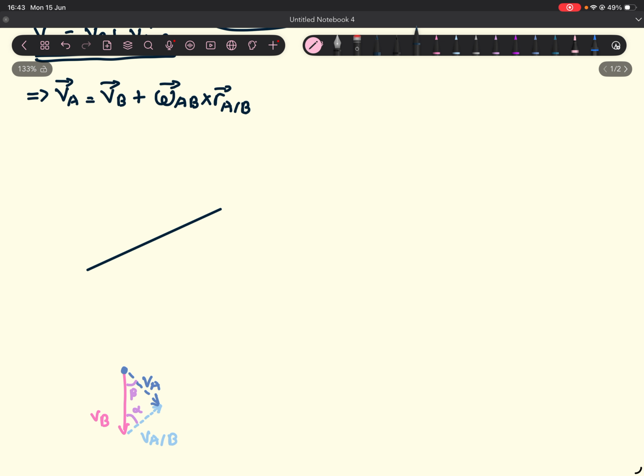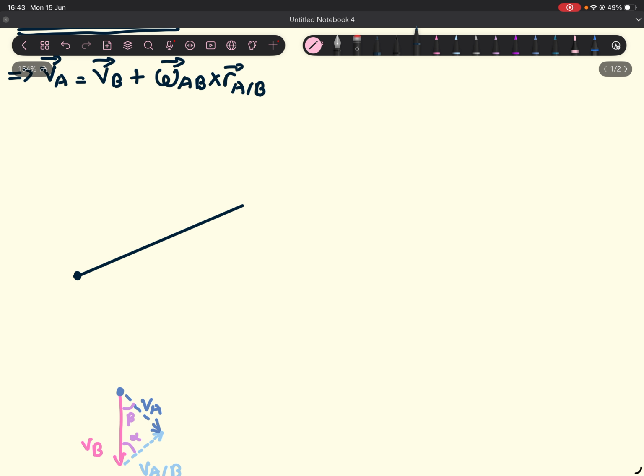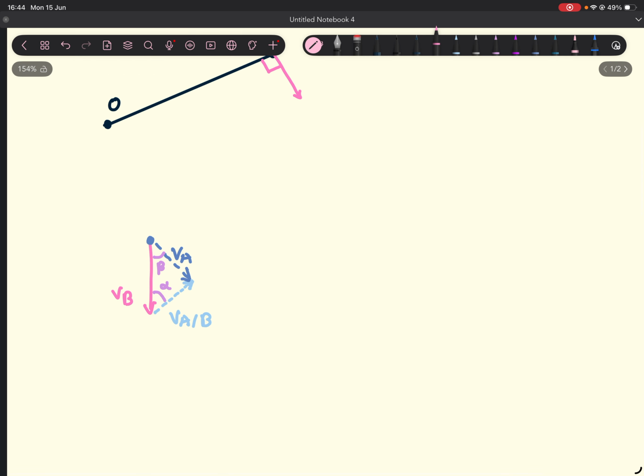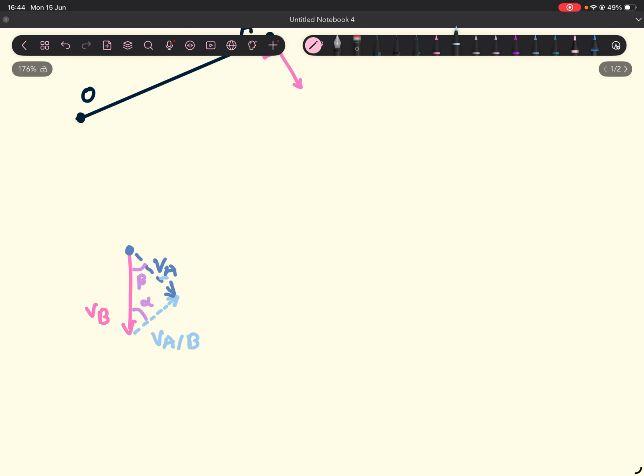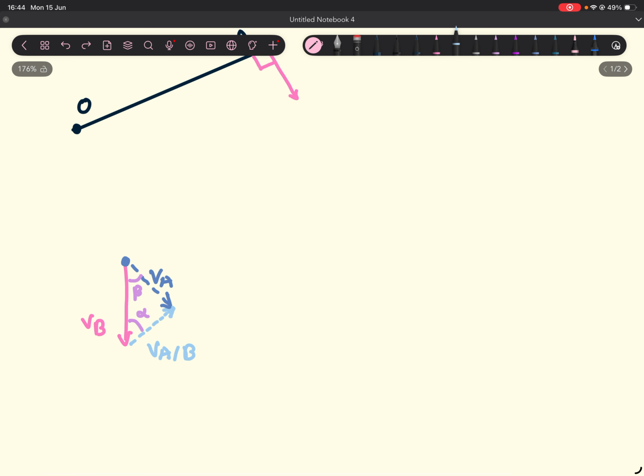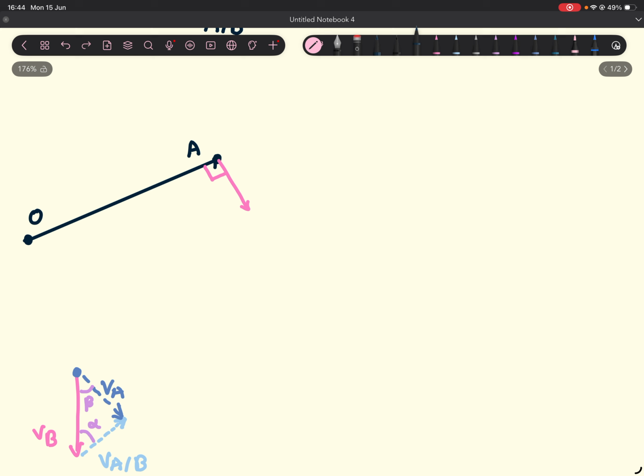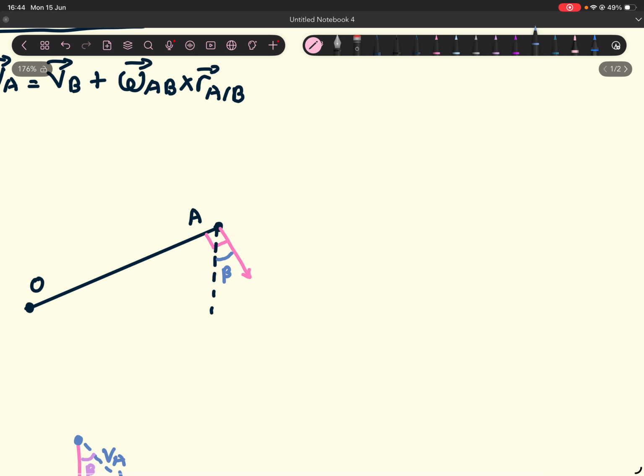I'm going to draw in that link, point O, point A, and then I know that VA acts in this direction, right? And then I know that's 90 degrees. And the angle that I'm looking for is the angle that A makes with a vertical line. So I'm going to draw the same vertical line over here, and I know that this angle, whatever it is, equals beta.